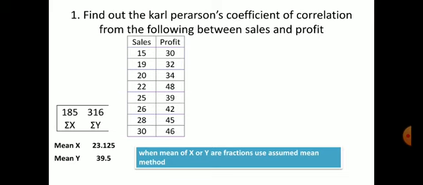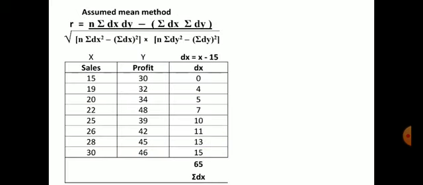Dx is nothing but the deviation taken from the assumed mean of x. In x, which is the minimum value? 15 is the minimum value. We have to consider that 15 as the assumed mean for the x series, and we have to calculate the dx. We will just see the calculation part. See here, dx. The dx is nothing but x minus 15. 15 minus 15 is 0, 19 minus 15 is 4, 20 minus 15 is 5. Similarly, we have to take all the dx values of the given x series.